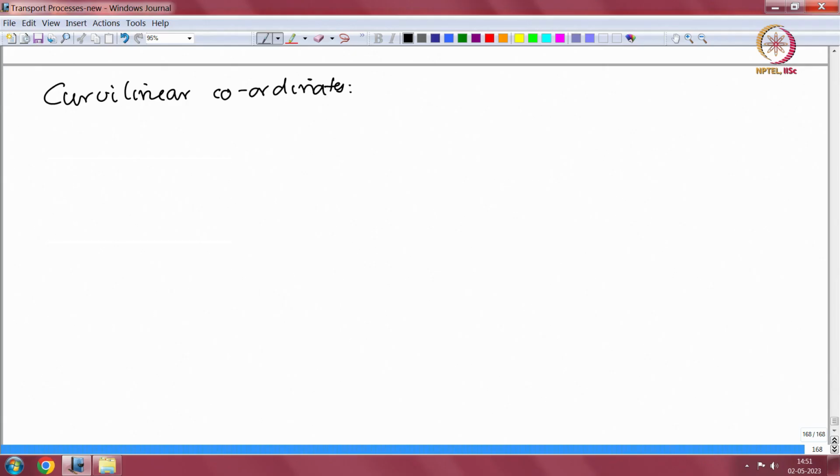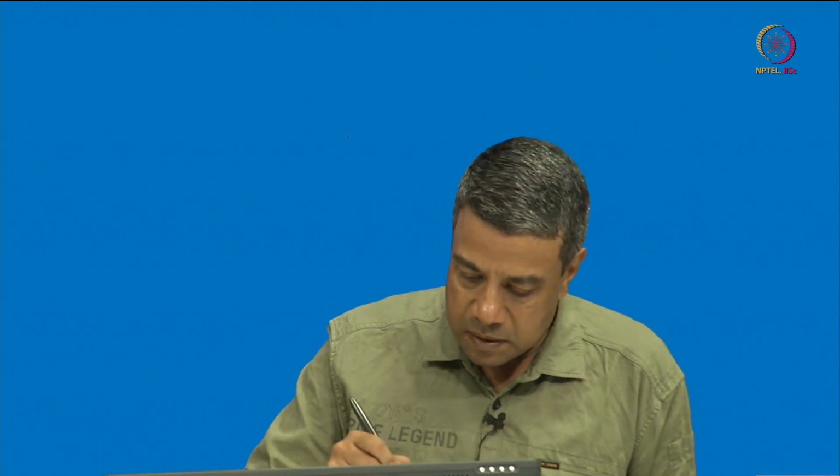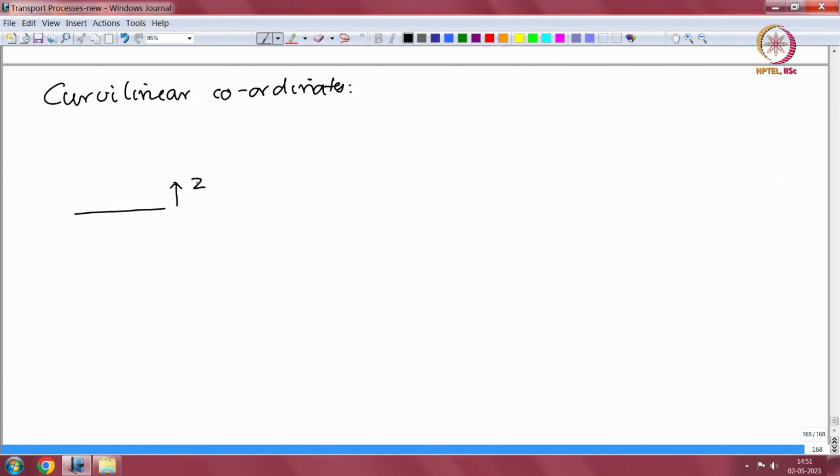In this lecture, we will start our discussion of curvilinear coordinates. So far, we have discussed a Cartesian coordinate system, where, for example, the coordinate z is along the direction of variation of the concentration, temperature or velocity field. So, the direction of variation is the z direction, and the surfaces of constant z are planes.